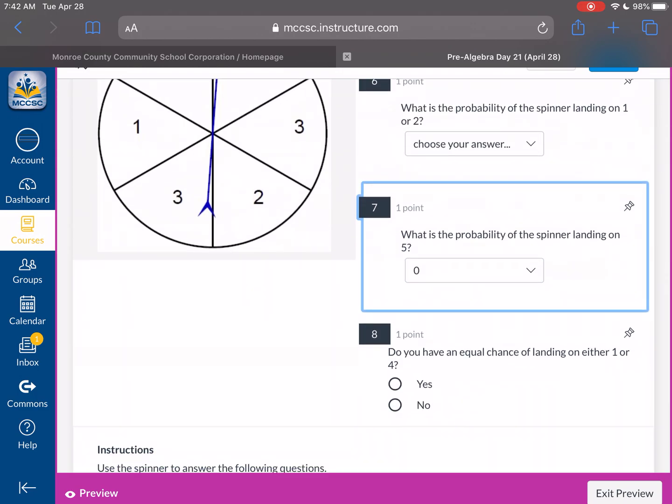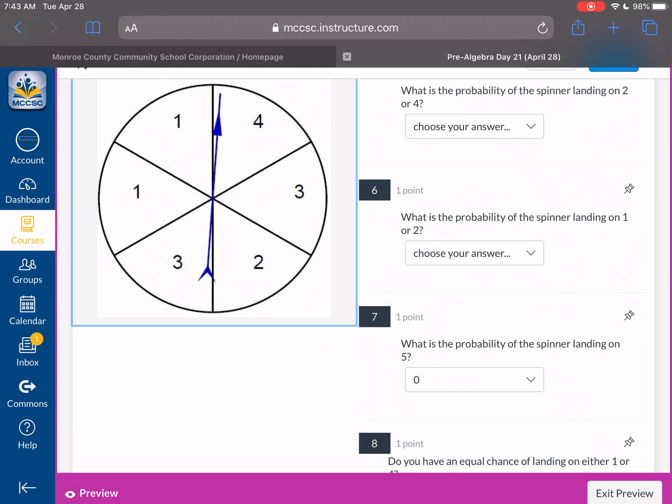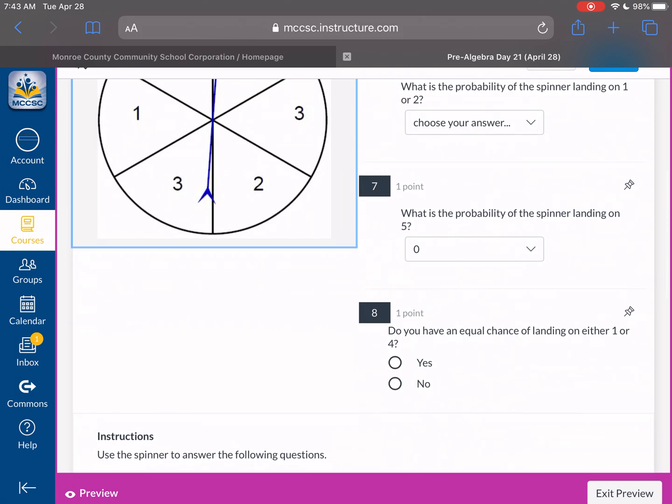Then, do you have an equal chance of landing on either 1 or 4? Let's look. I see 2 1's and I see 1 4. That doesn't seem very equal. One of them has 2 sections it could land on, and the other has 1. That's not fair at all. So no, it's not an equal chance.